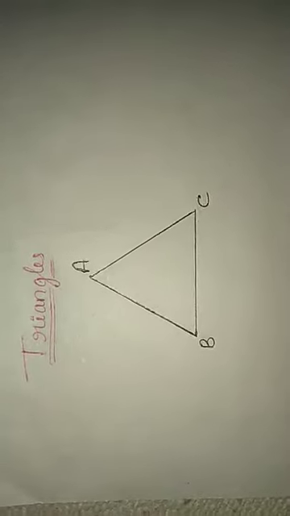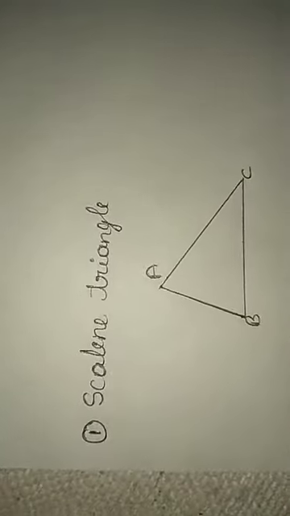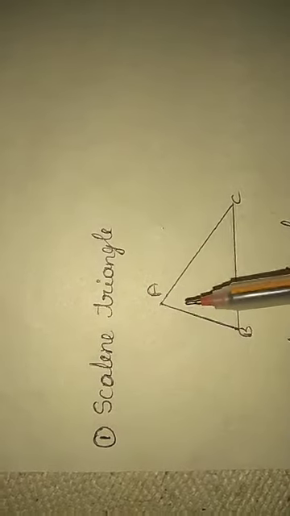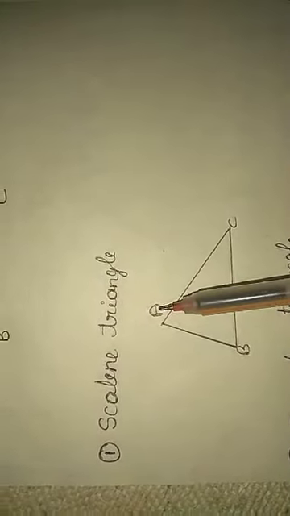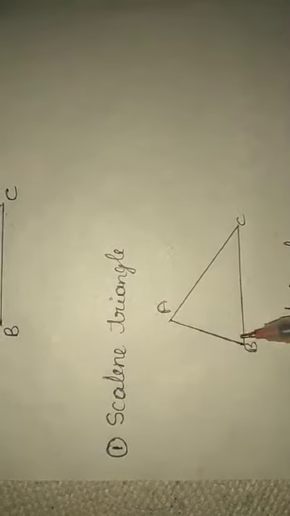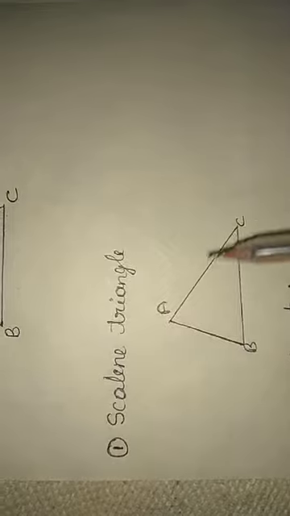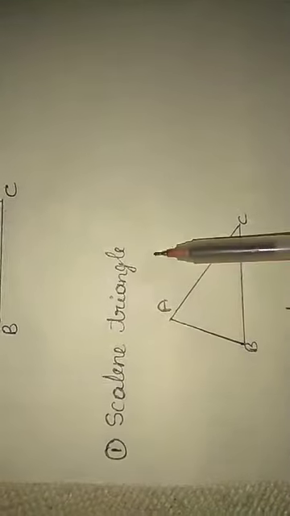Based on sides, we have three types. First one is the scalene triangle. A scalene triangle is a triangle whose no two sides are equal. Suppose I have a triangle ABC. In this triangle, side AB is not equal to BC is not equal to CA. Then I can say this triangle is a scalene triangle.